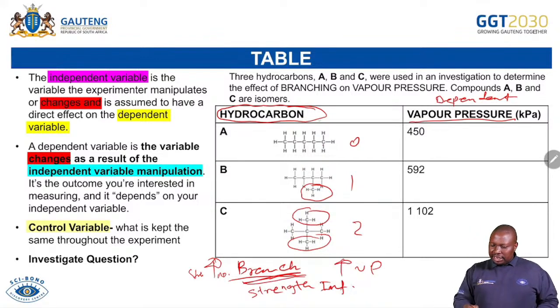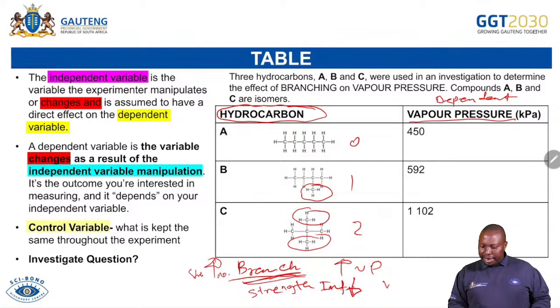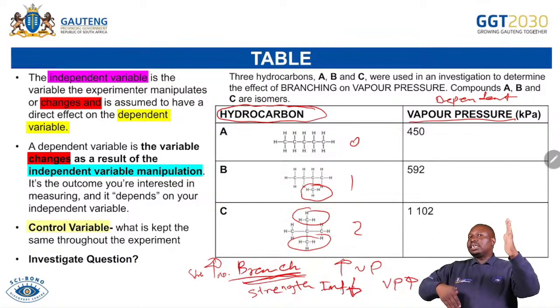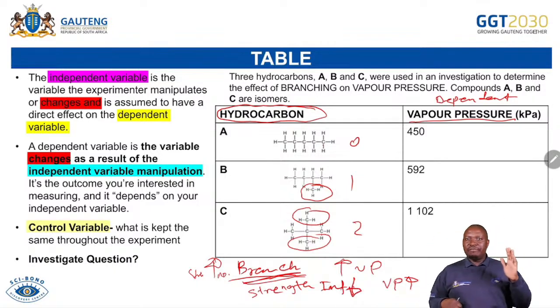So you will see that as the number of branches increases, the strength of intermolecular force decreases. And as the strength of intermolecular force decreases, vapor pressure increases. Remember, it's only vapor pressure that increases with a decrease in the strength of intermolecular force. I want you to have that in your mind.